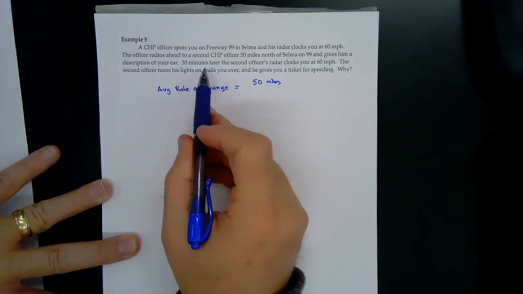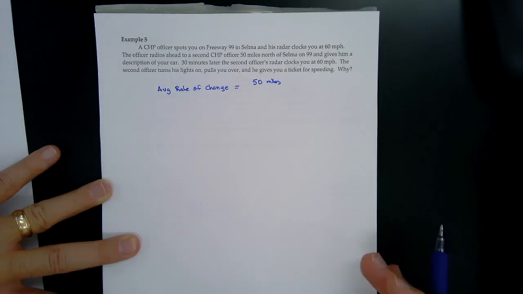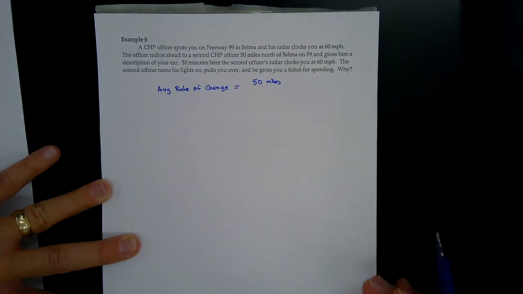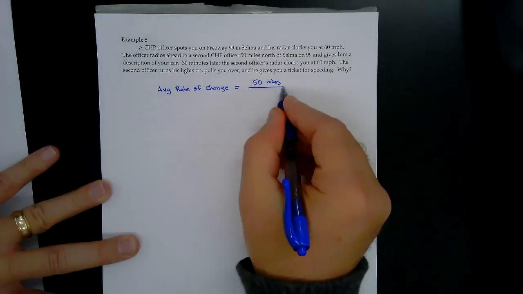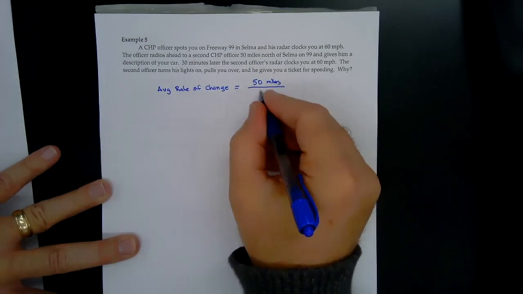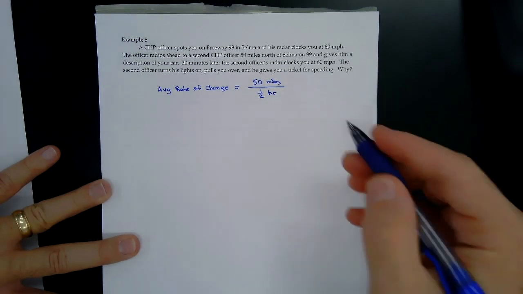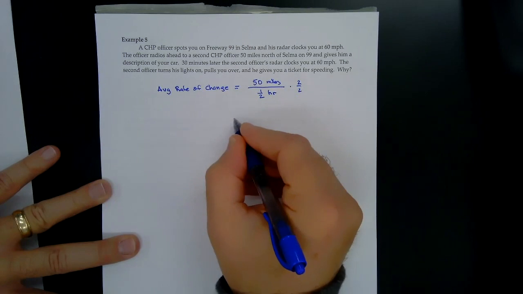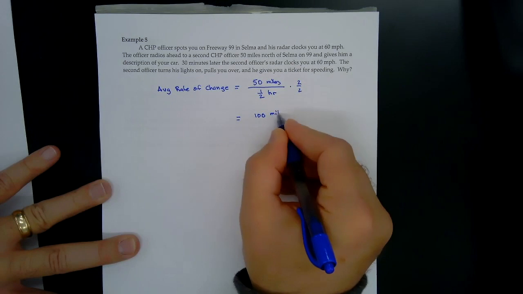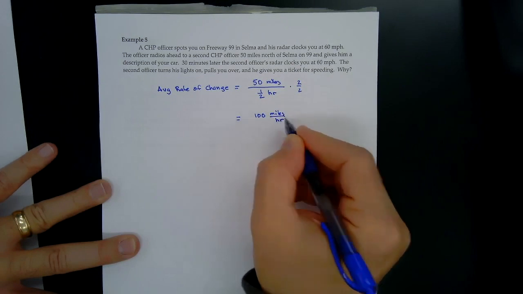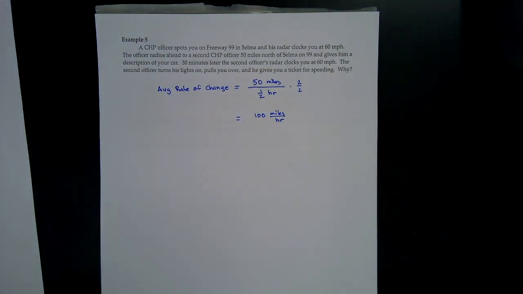And 30 minutes later, okay, so it helps us to understand the speed limits are posted not in miles per minute, but miles per hour. So 30 minutes is really a half hour, right? So we're going to divide this by the change in time, which is a half hour. And we have a complex fraction, right? So I need to multiply the top and bottom by 2. So that gives me an average rate of change of 100 miles per hour. Okay, so his average rate of change was 100 miles per hour.